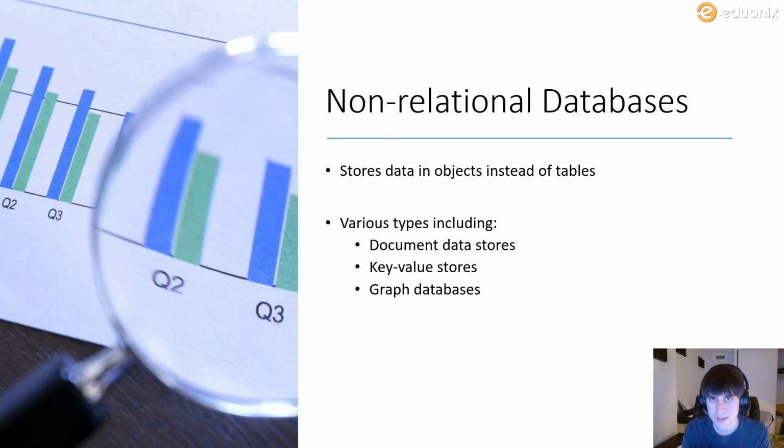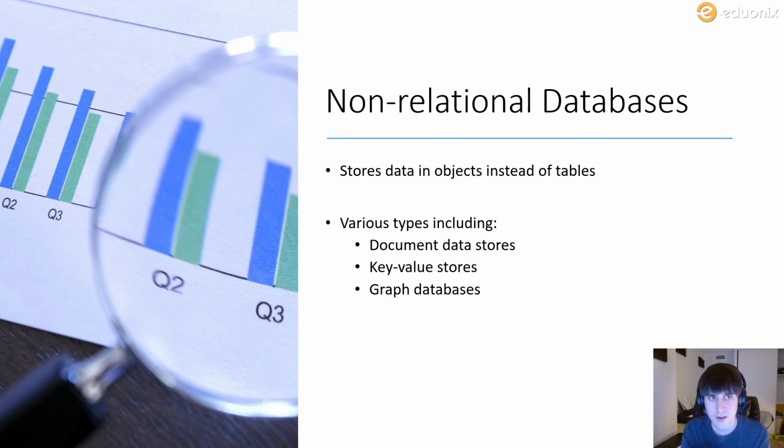Now, non-relational databases work a little bit differently. Rather than storing data in tables, we store data in objects. These objects can be really anything, whatever really fits the purpose of our application. So there's a lot of various different types that exist. There's document data stores, there's key value stores, and there's graph databases. Those are some of the most common ones. There's, of course, a lot more that exist. The general idea is that we can pick and choose whatever object works best for representing our data.